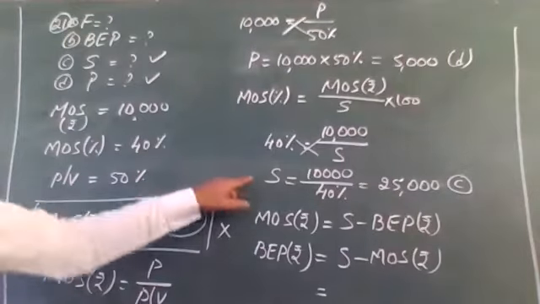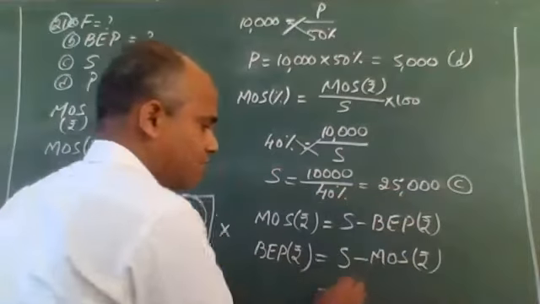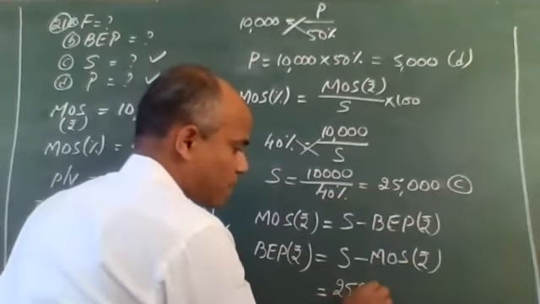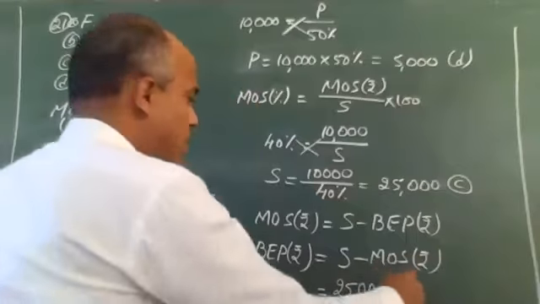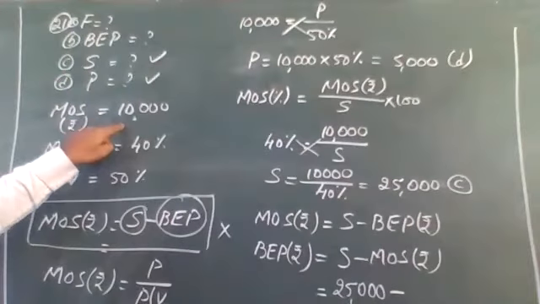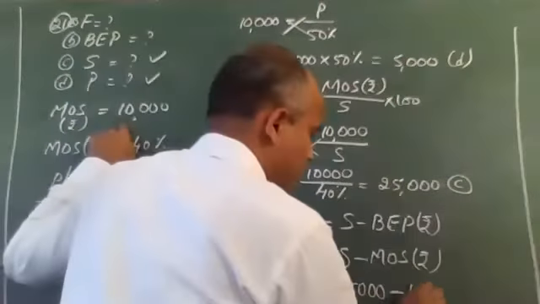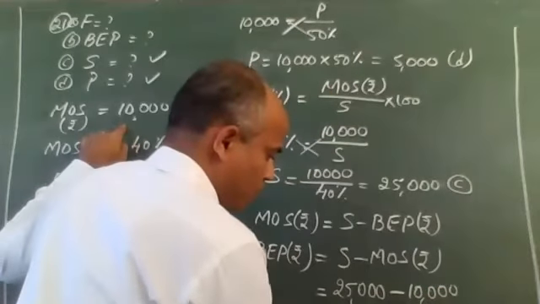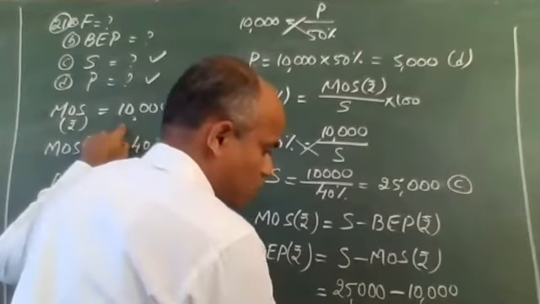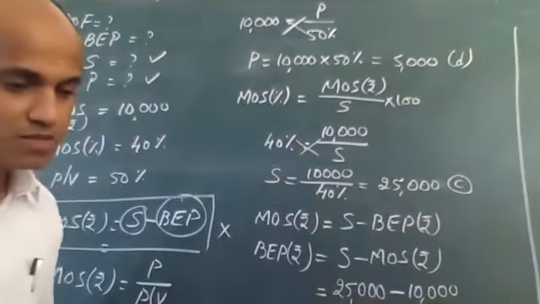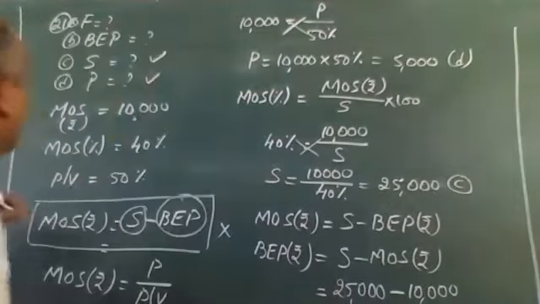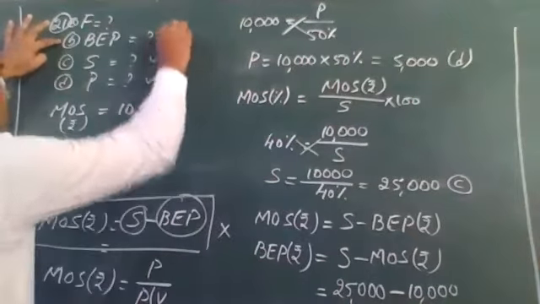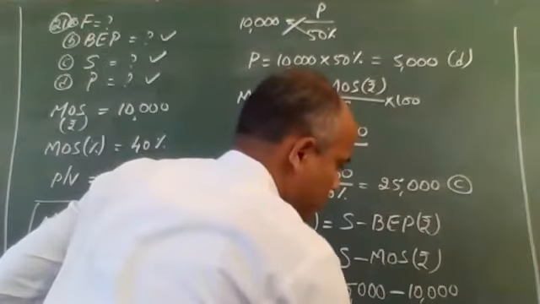So my sales in the question is 25,000, which I calculated, minus MOS rupees, which is given in the question as 10,000. So 25,000 minus 10,000 gives me 15,000. What is 15,000 rupees? This 15,000 is my break-even point. I got this BEP.